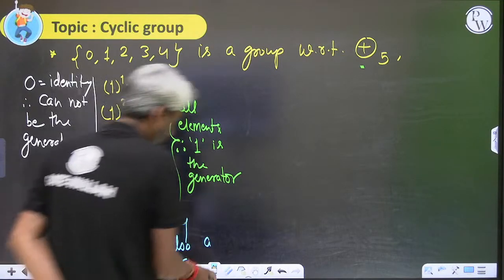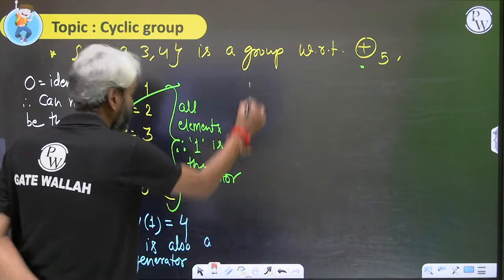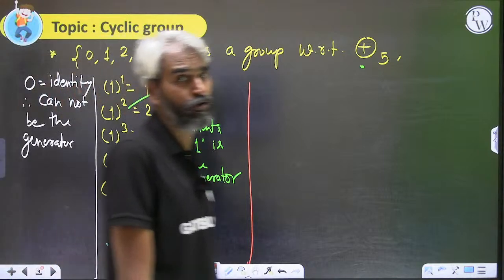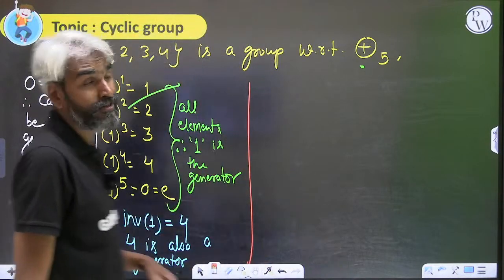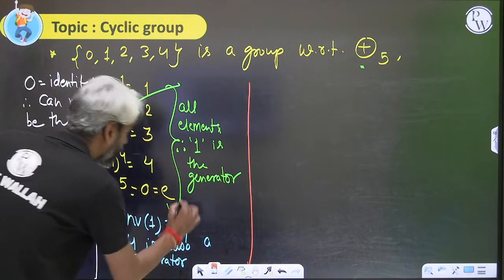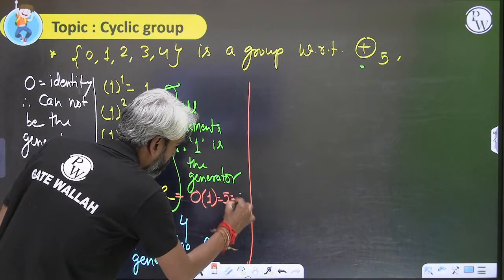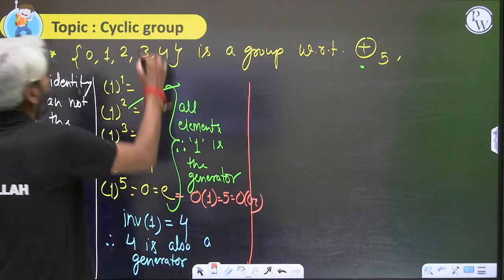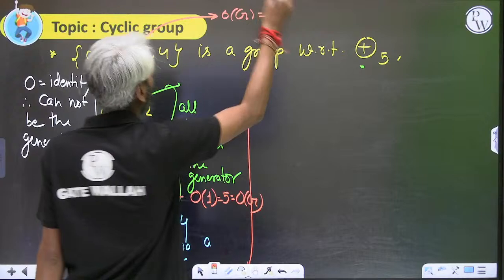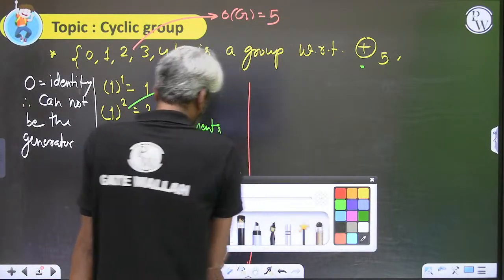I'm not writing all the powers, but if you have any doubt, you can check that 4 raised power 1, 4 raised power 2, 4 raised power 3, 4 raised power 4 and 4 raised power 5 will be able to generate all the elements. Sir, for what power of 1 are we getting the identity element? Sir, for power 5. So the order of 1 is 5, which is the same as the order of the group. How many elements in the set? Sir, 5 elements. Therefore, the order of the group is 5. So we are done with 1 and 4.